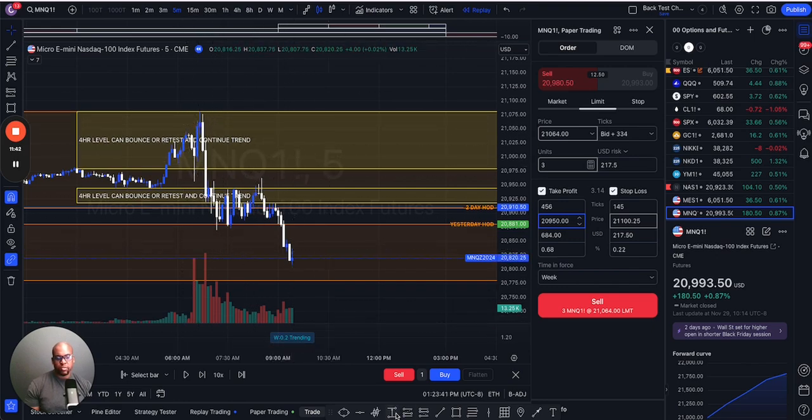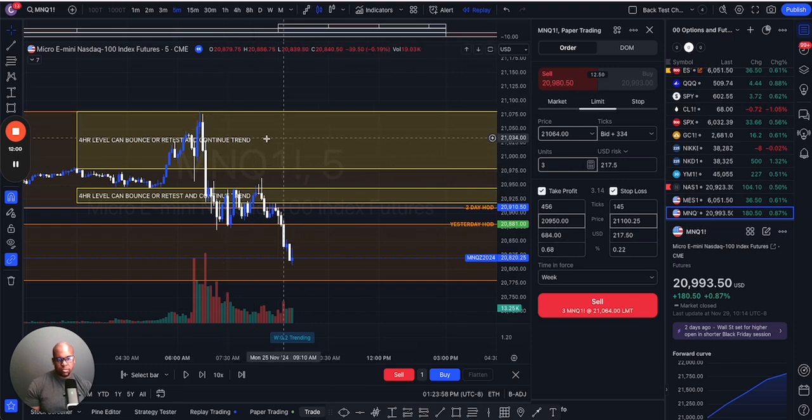If you would have caught this full move, if I would have been more patient and not caught this first move and caught it up here, I mean, you're looking at anywhere between $2,000 to $3,000 with the same exact trade to the downside. Okay. So that's how it works, depending on how you guys are trading.